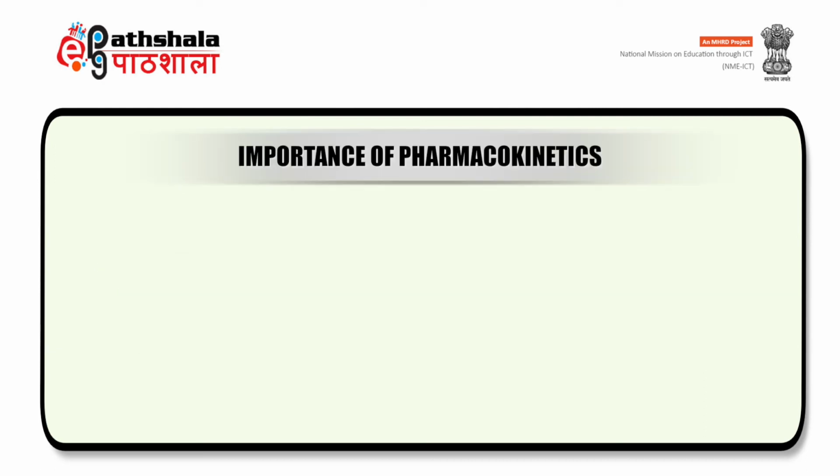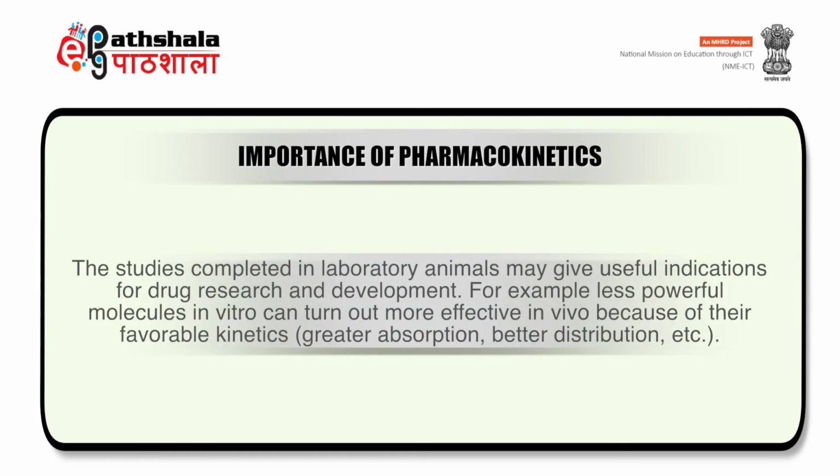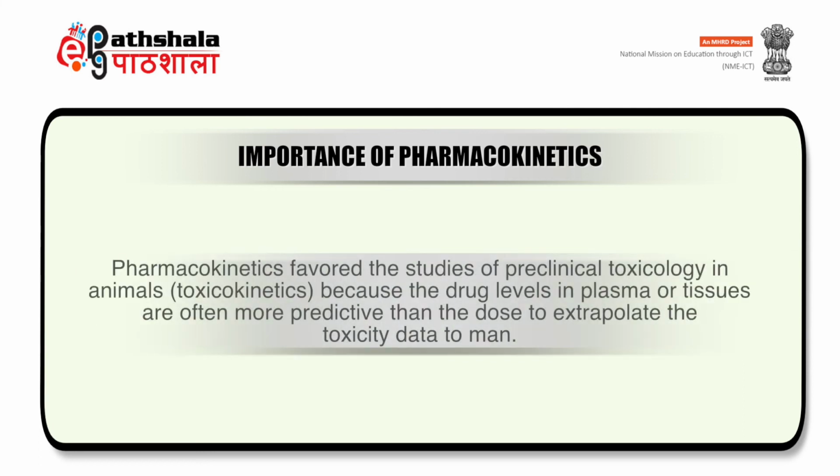Let us understand the importance of pharmacokinetics. The studies which have been completed in laboratory animals may give useful indications for drug research and development. For example, less powerful molecules in vitro can turn out to be more effective in vivo because of their favorable kinetics, that is, greater absorption, better distribution, etc. Pharmacokinetics favors the studies of preclinical toxicology in animals because the drug levels in plasma or tissue are often more predictive than the dose to extrapolate the toxicity data to man.